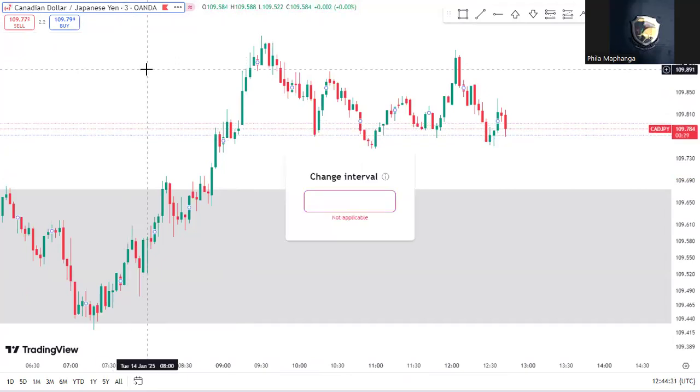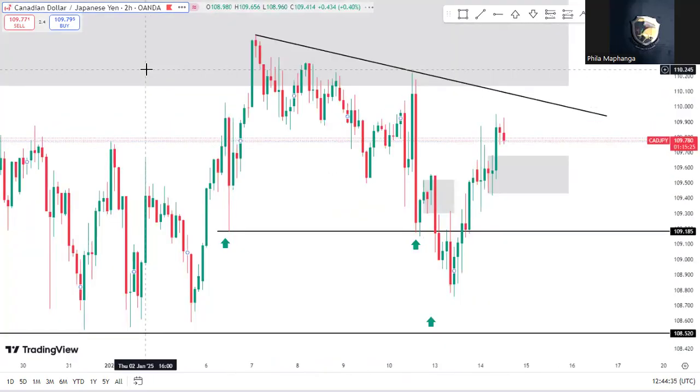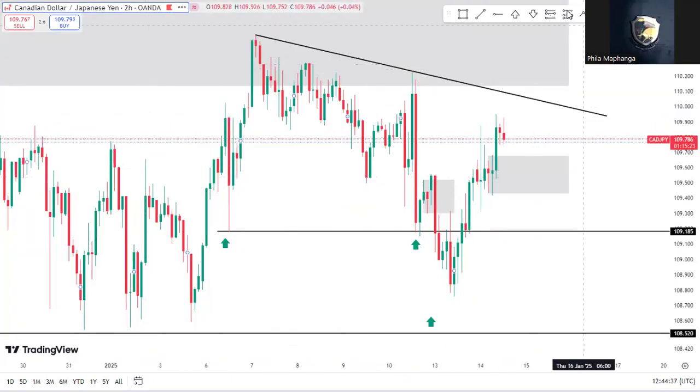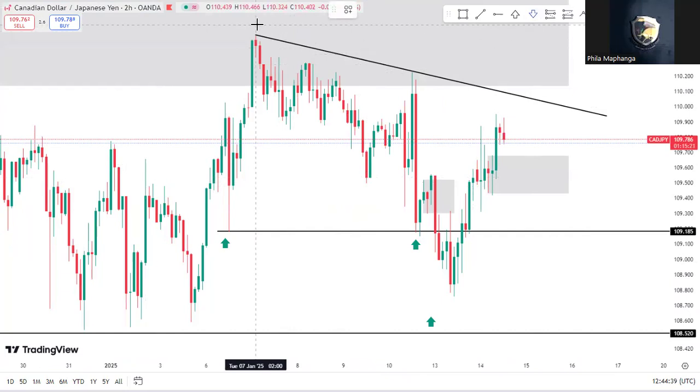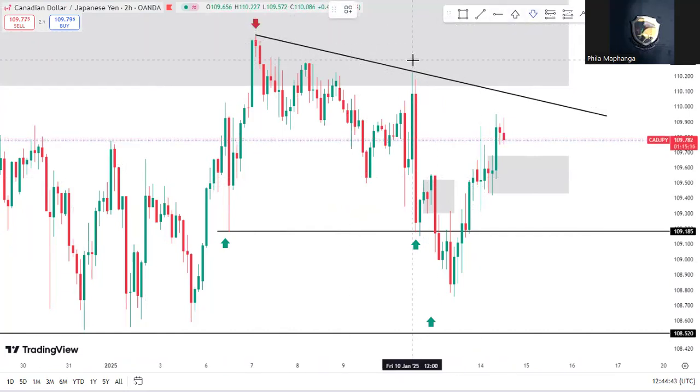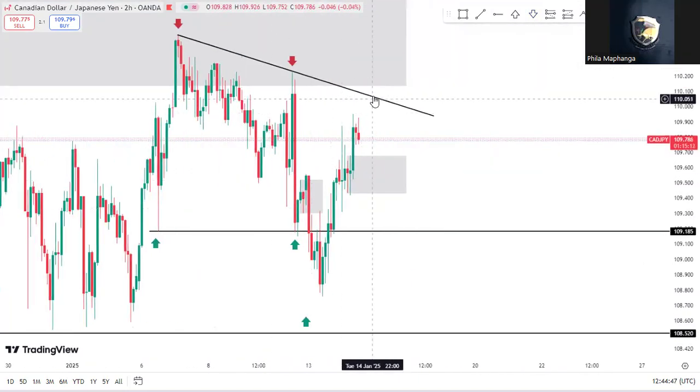Small time frame such as 2 minutes. 2-hour time frame. Here we go. This is the 2-hour time frame. You can see the trend line. I won't advise anyone to look for entries on this trend line.